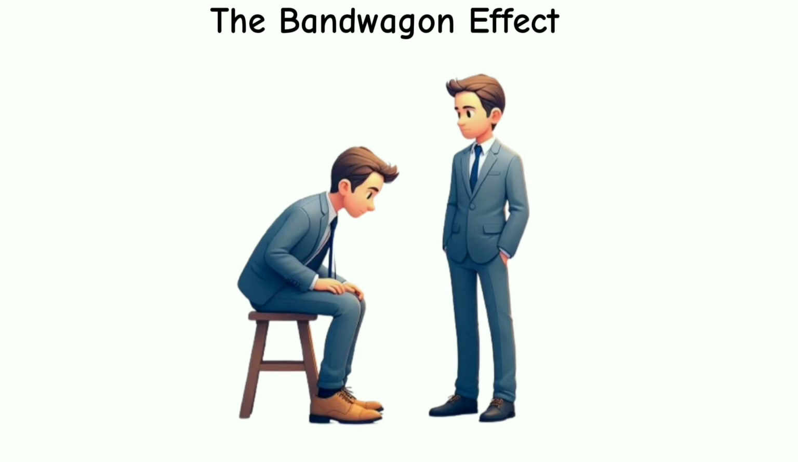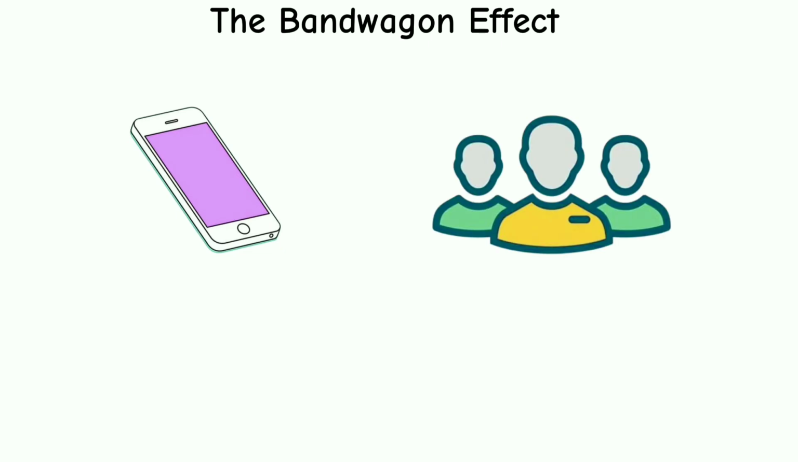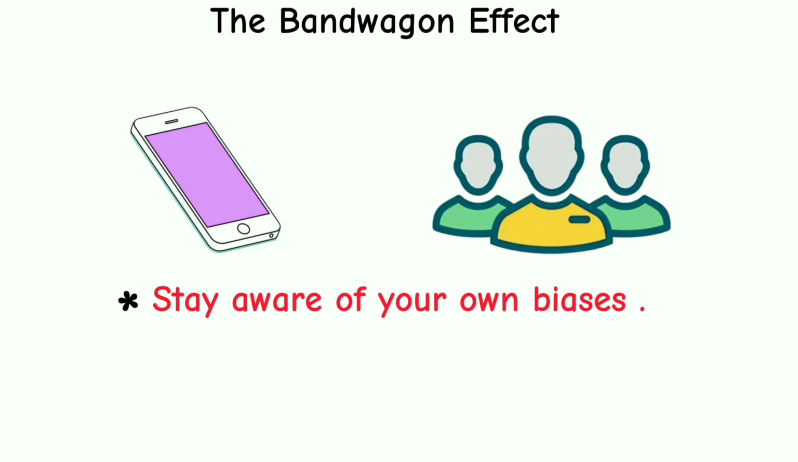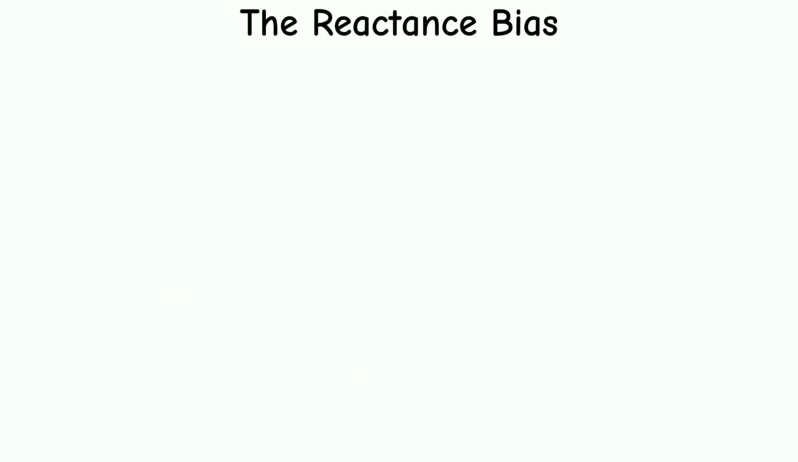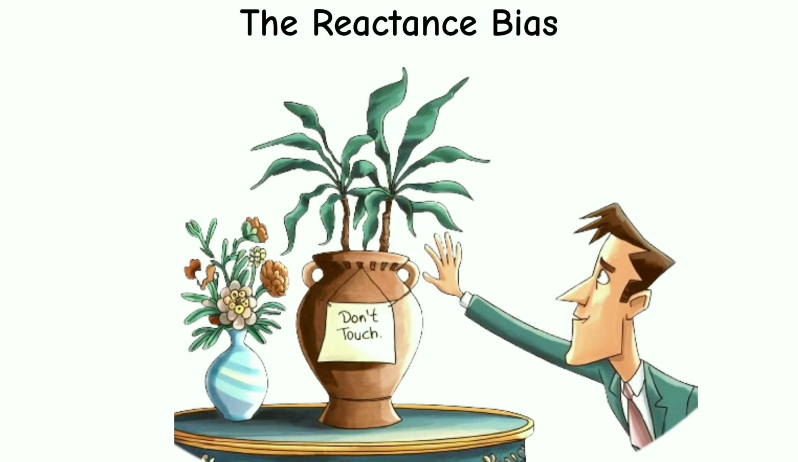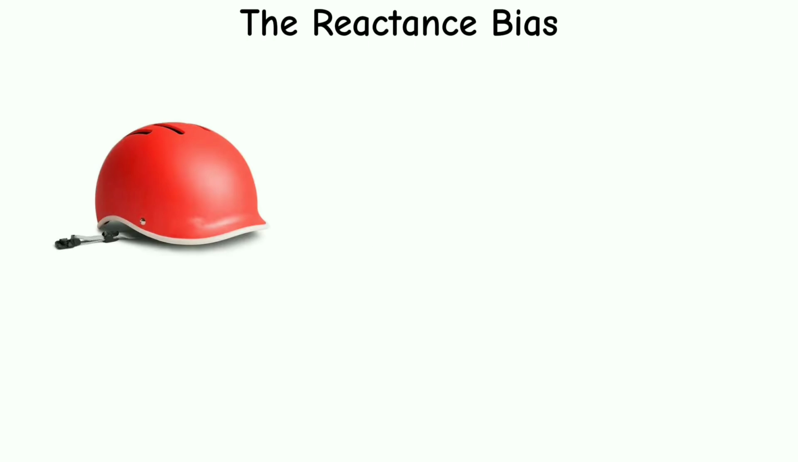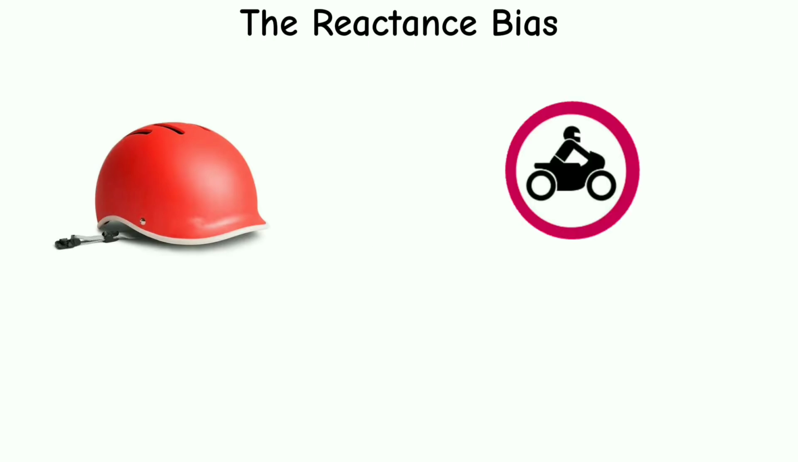The bandwagon effect. The bandwagon effect is when you copy what others do, like buying a trendy phone just because everyone else has it, not because you need it. To avoid this, stay aware of your own biases and try to see different viewpoints. The reactance bias. Reactance bias is when we want to do the opposite of what we're told because we feel our freedom is being threatened, like not wanting to wear a helmet just because a sign says we must.